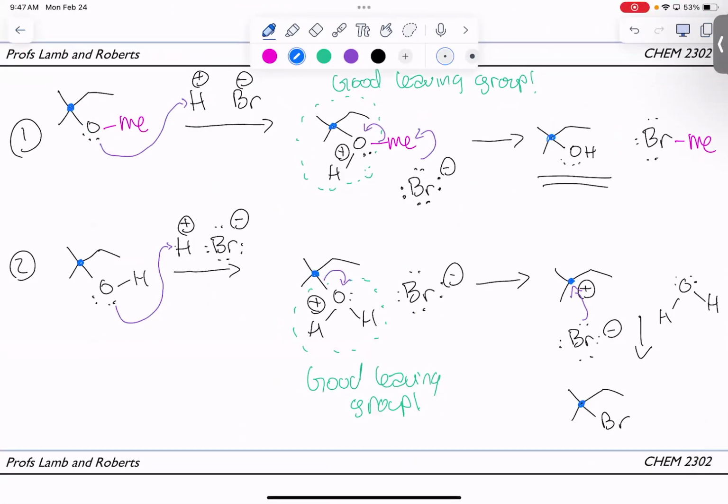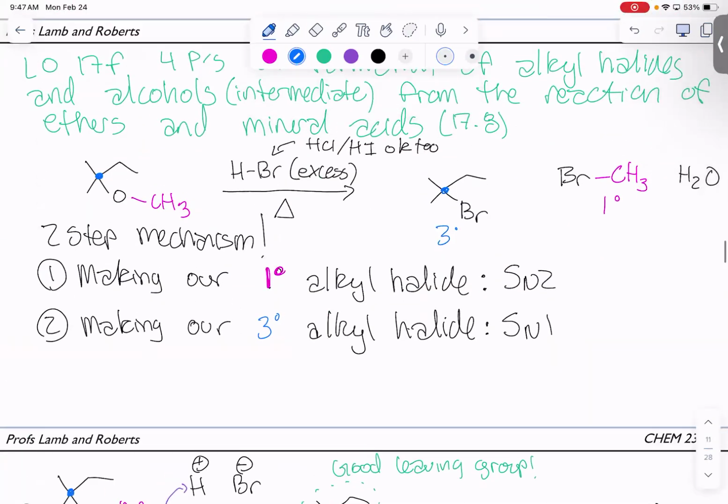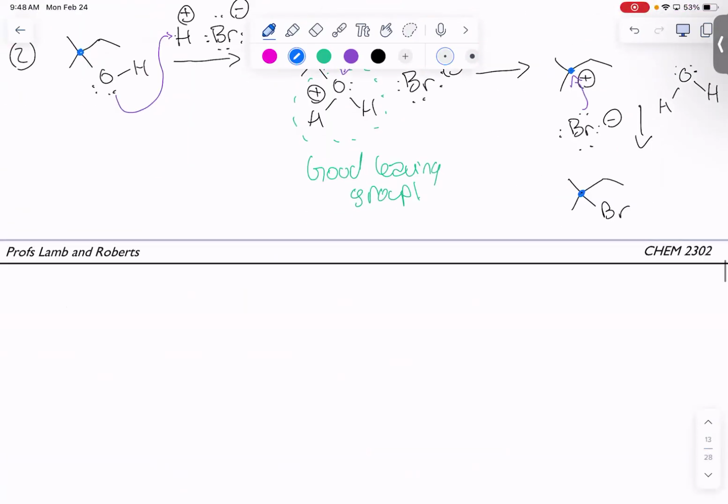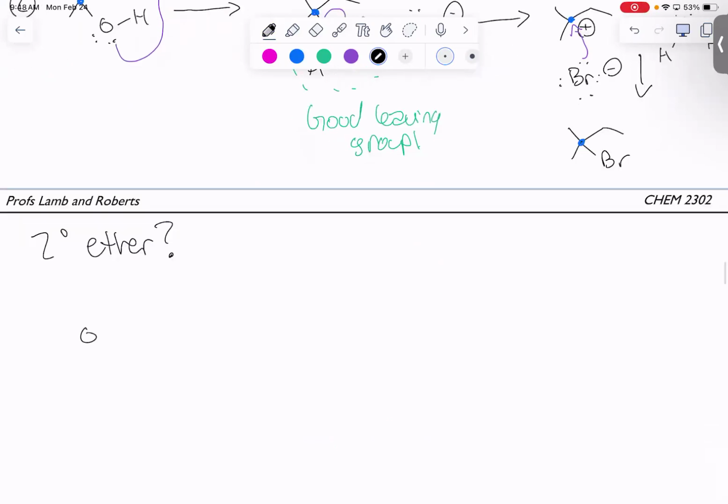All right. So what happens if we have a secondary? So here we pointed out that this is a primary and a tertiary. Now we do need to address the elephant in the room. So what about a secondary ether? All right, so without even worrying about what this other R group is, let's take a look at what that would look like here.